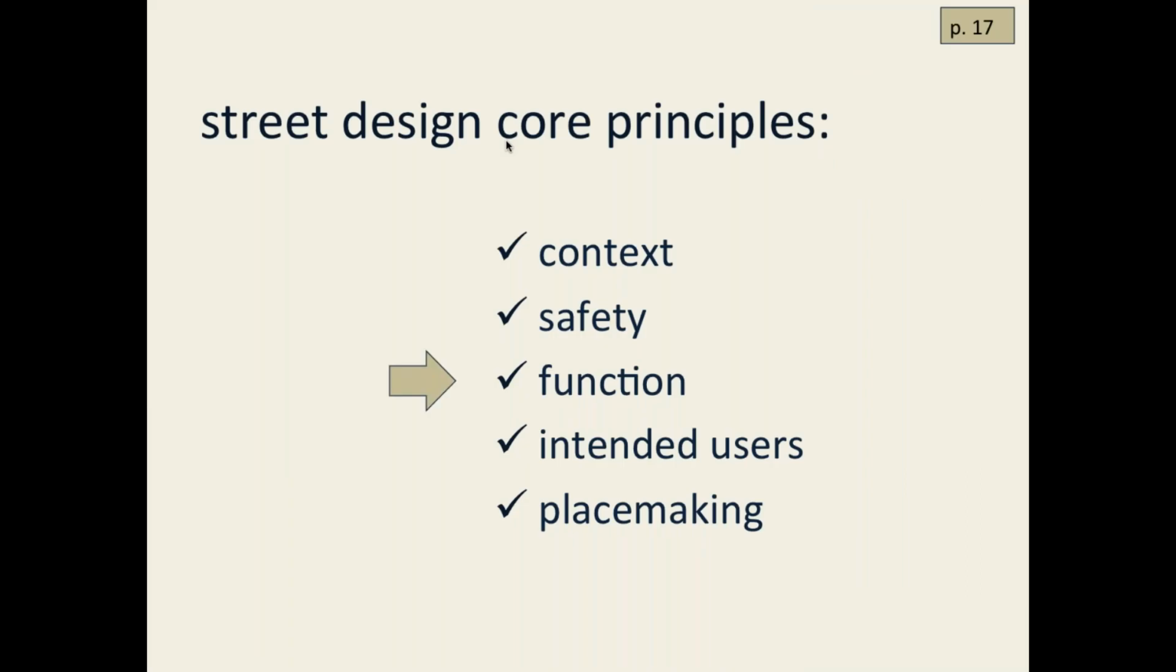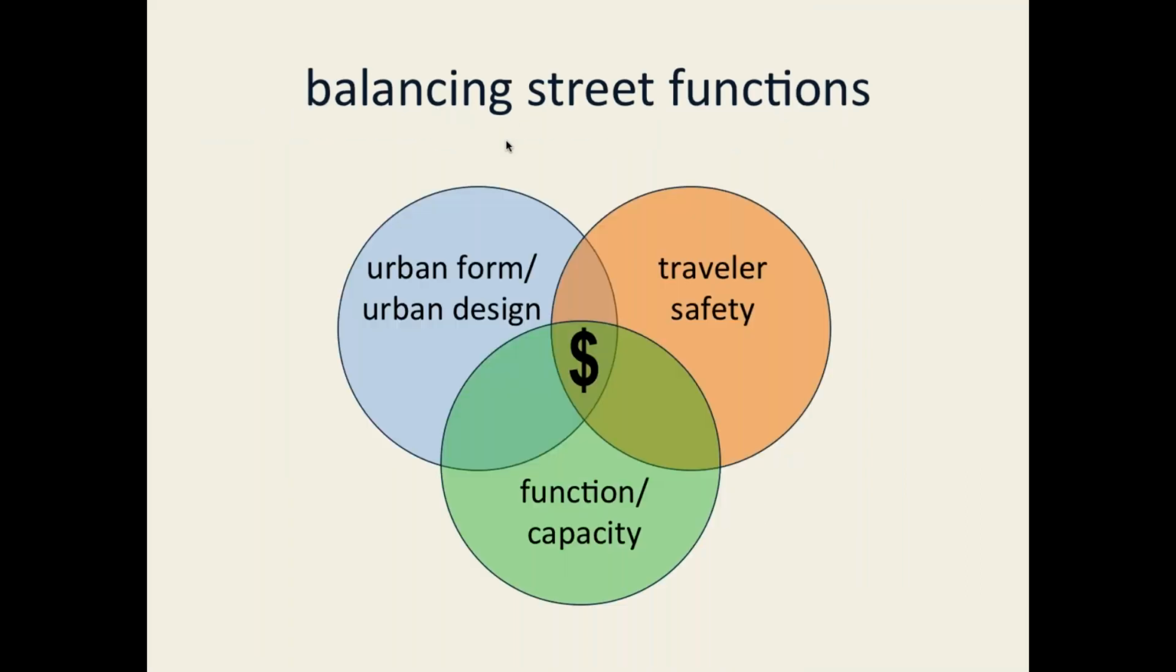Moving to function, Jillian. Yeah, so in thinking about the function of the street, we have a lot of competing entities that we need to balance and deal with. And so that's design, which we've been talking about. It includes traveler safety that Jim just touched on. And then also, what is the capacity of the street? And so where all of these things intersect is where you want to be investing your money. And that's what this graphic represents.